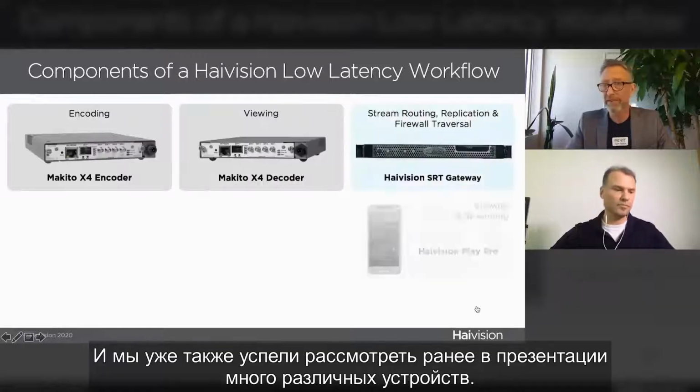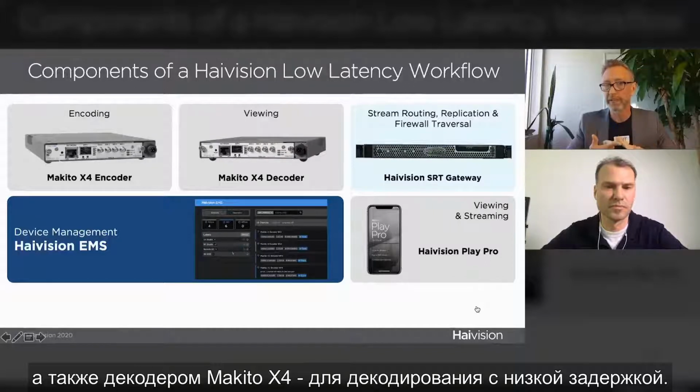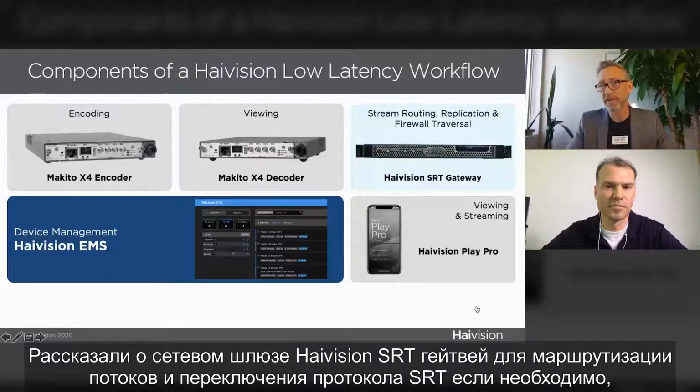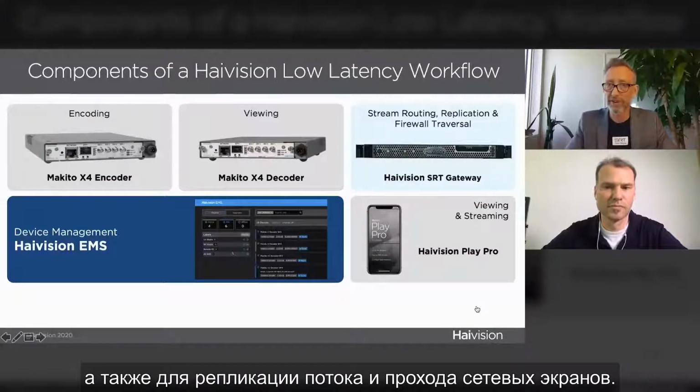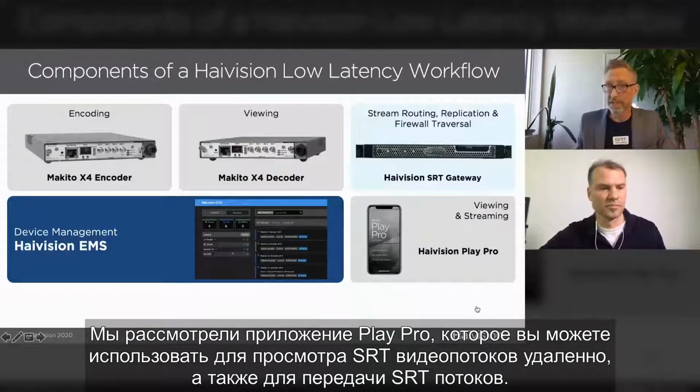So we did cover a lot of different things there. Just as a reminder, we talked about the Makito X4 encoder for low latency encoding, the Makito X4 decoder for low latency decoding and viewing, the Haivision SRT gateway for stream routing, for flipping protocols to SRT if needed, for replication, and firewall traversal. We looked at Play Pro, which you can use for watching SRT streams remotely, also for contributing SRT streams. And finally, a quick look at the Haivision EMS.